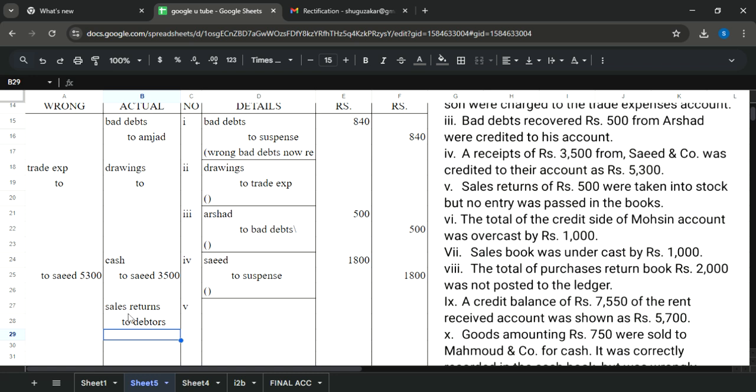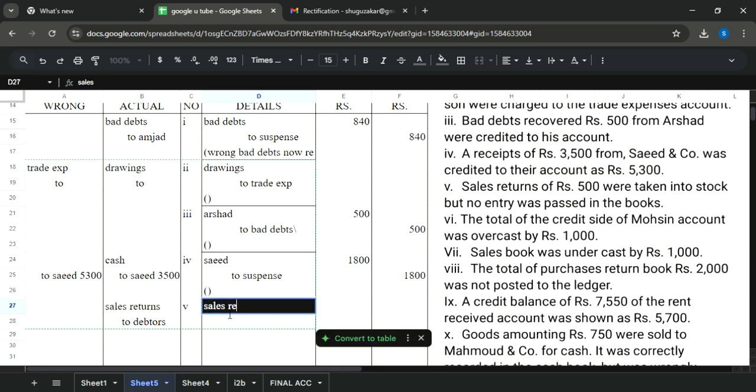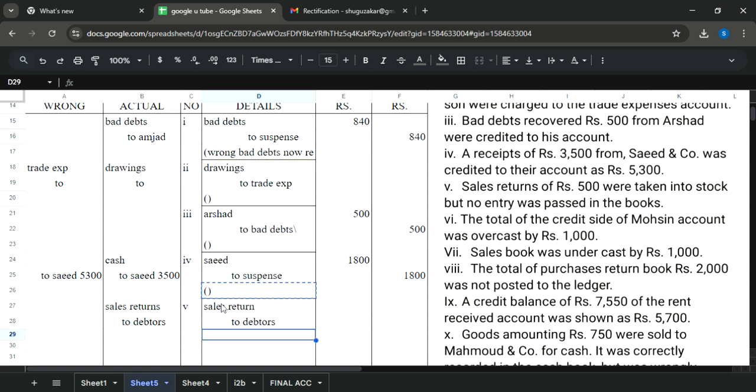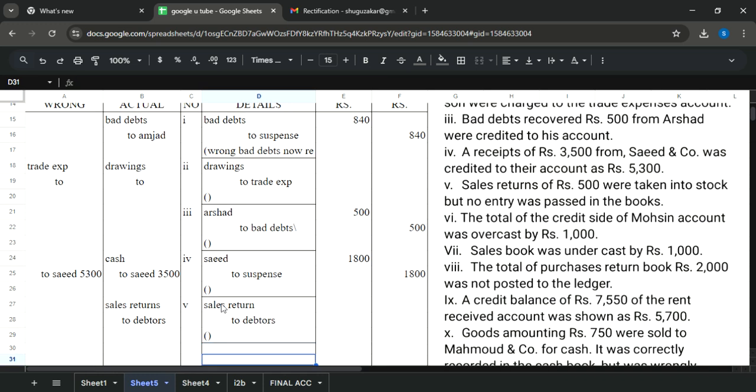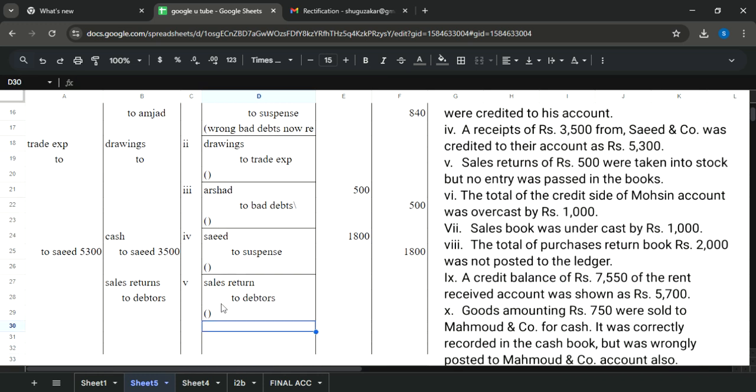Books mean both debit and credit were missed. Since debit and credit was missed, how you will rectify? Same entry you are going to write over here to debtors. Suspense is also okay, but better to write debtors. In this way, our 5 entries completed. You will write narration by yourself. Now let's see what 6th entry is saying.